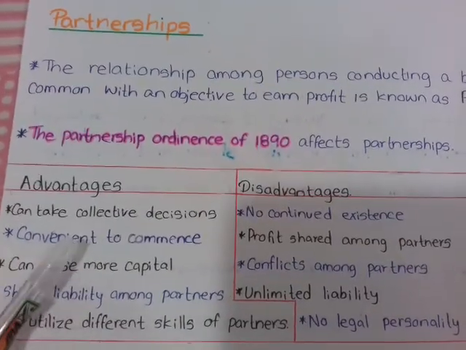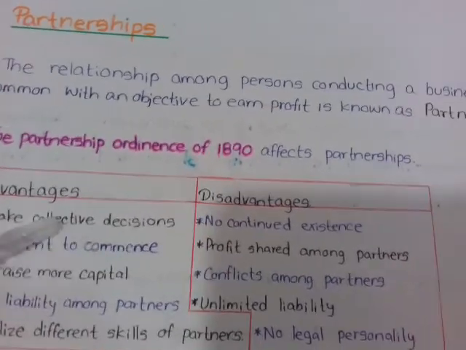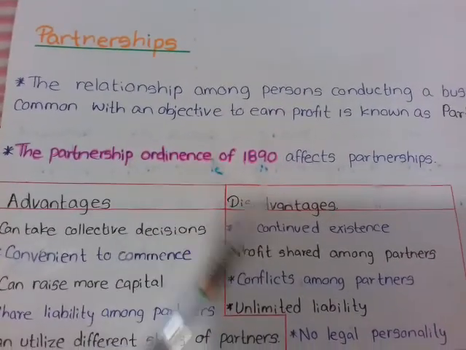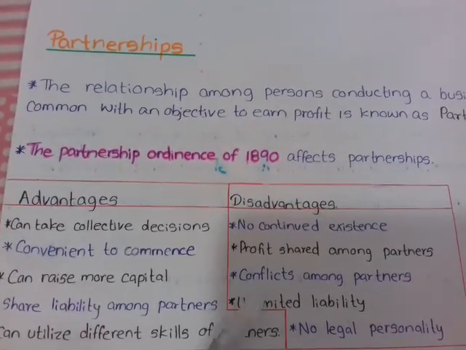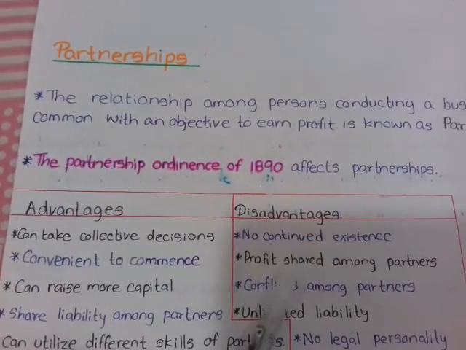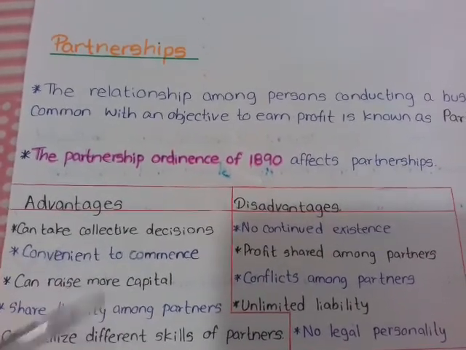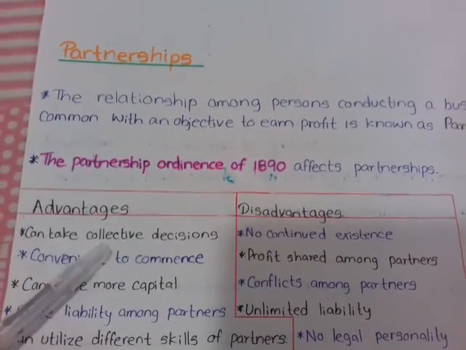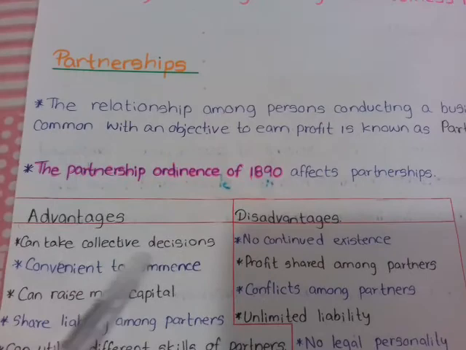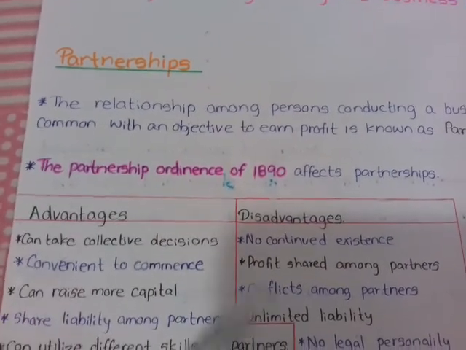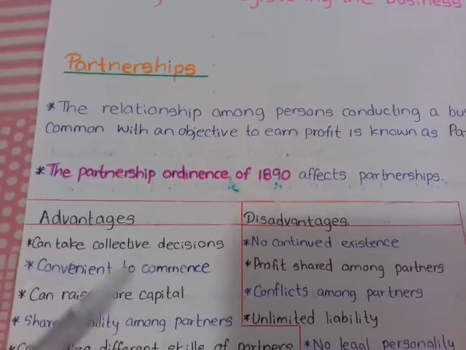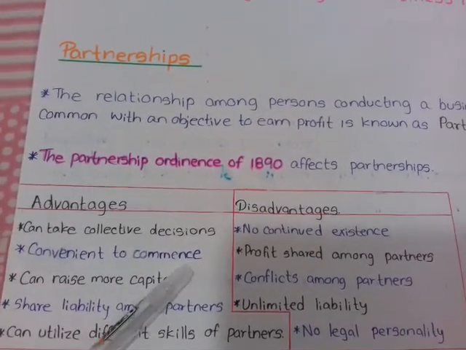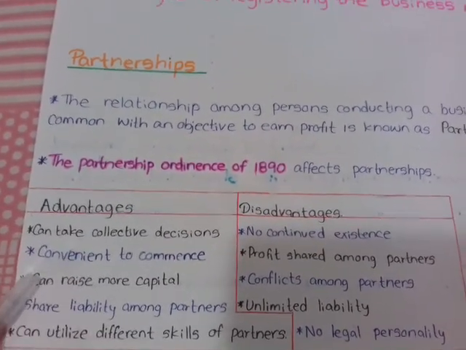And next let us discuss the partnership advantages and disadvantages. So in here also they have divided the characteristics into these two groups. So I'll just read them. Can take collective decisions. As this is a partnership, they can take decisions collectively. And convenient to commence, just as sole proprietorship.